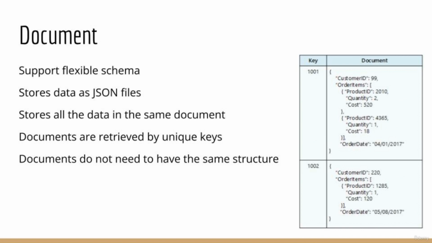Typically, a document contains the data for a single entity, such as a customer or an order, and a document may contain information that would be spread across several relational tables in an RDBMS. Documents don't need to have the same structure. Applications can store different data in documents as business requirements change.